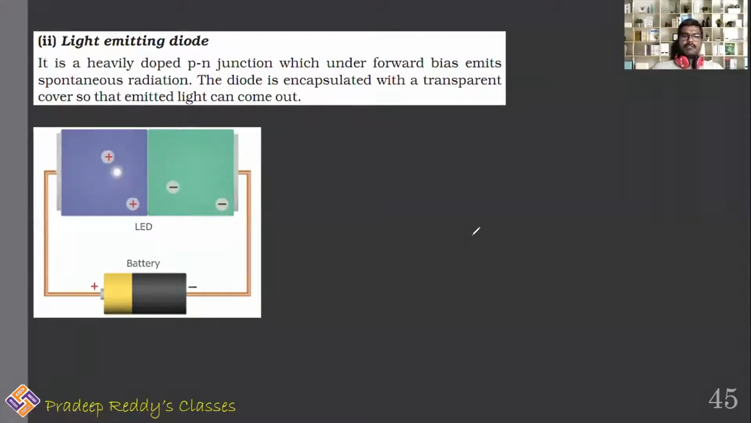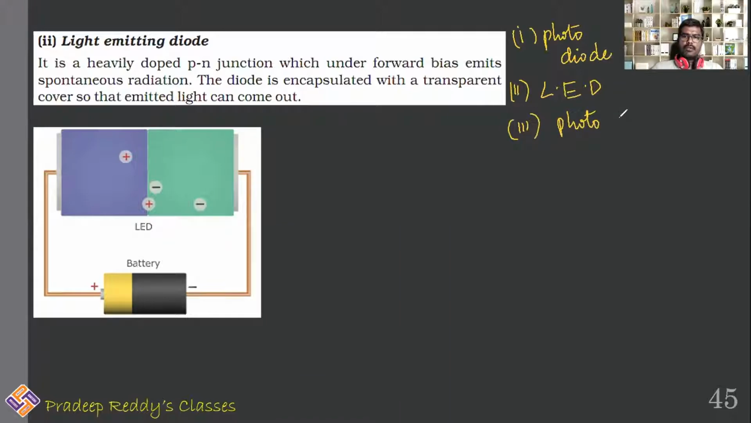Students, in the previous video lecture, we have learned about photodiode. We have discussed photodiode, and the second optoelectronic device is light emitting diode, and the third optoelectronic device is photovoltaic cell. Today we will be learning about LED and also photovoltaic cell, the principle behind construction of LED and also photovoltaic cell.